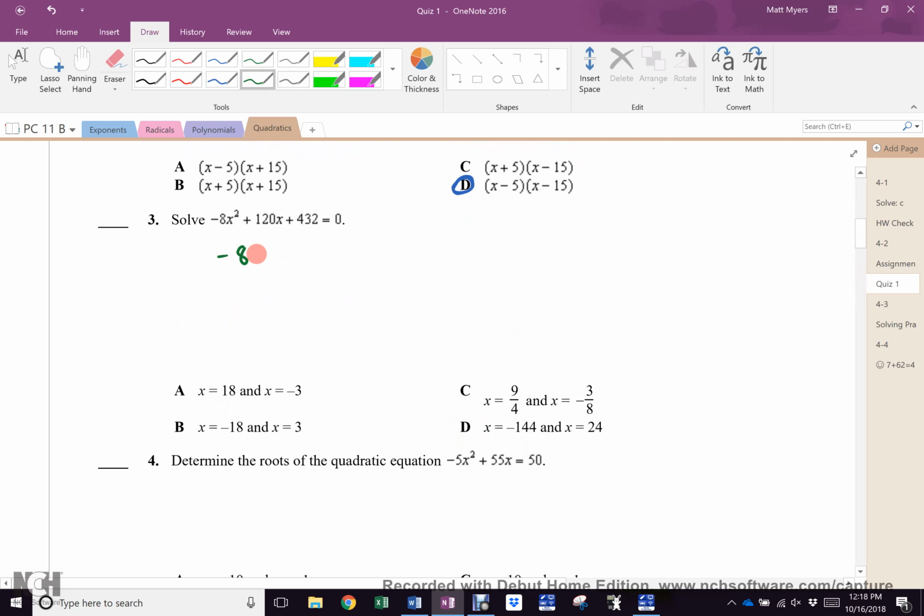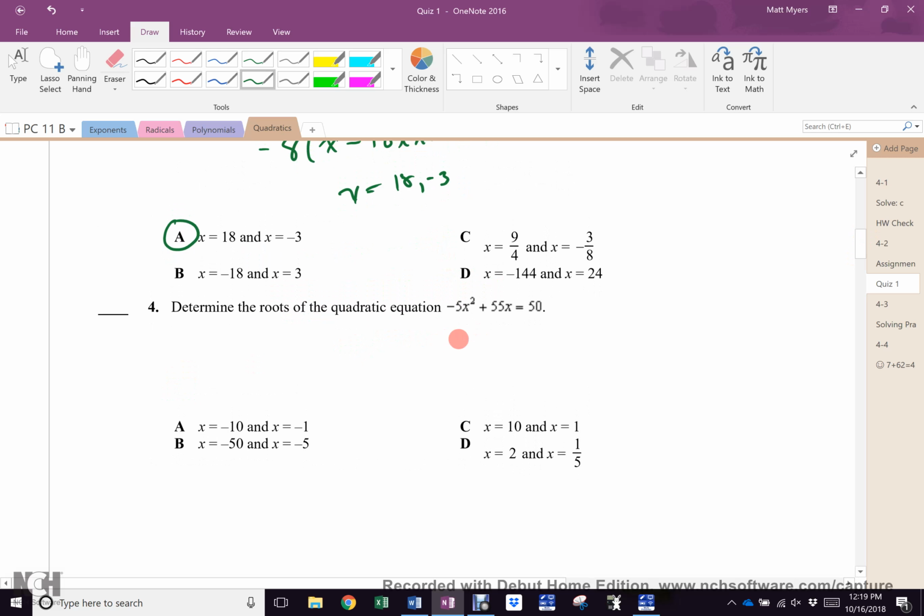Take out a negative 8, and that of course leaves you with x squared minus 15x minus 54, which is negative 8x minus 18, and x plus 3 equals 0. So it had to be 18 and negative 3. A.